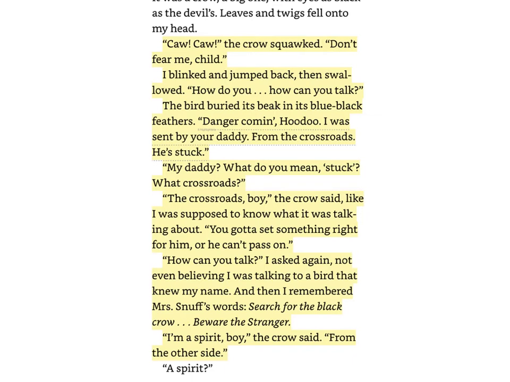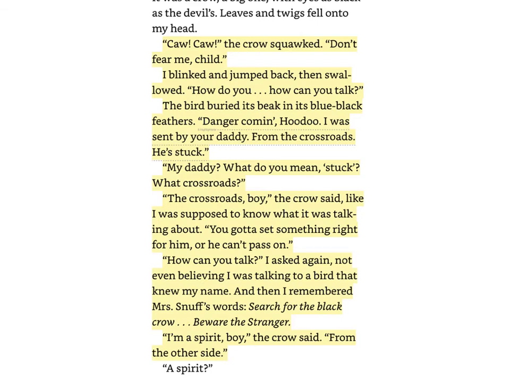"Caw, caw," the spirit squawked. "Don't fear me, child." I blinked and jumped back, then swallowed. "How do you, how can you talk?" The bird buried its beak in its blue black feathers. "Danger coming, Hoodoo. I was sent by your daddy from the crossroads. He's stuck." "My daddy? What do you mean stuck? What crossroads?" "The crossroads, boy," the crow said, like I was supposed to know what it was talking about.